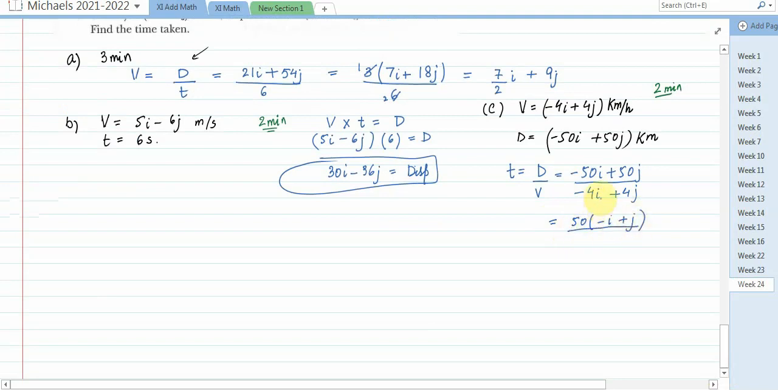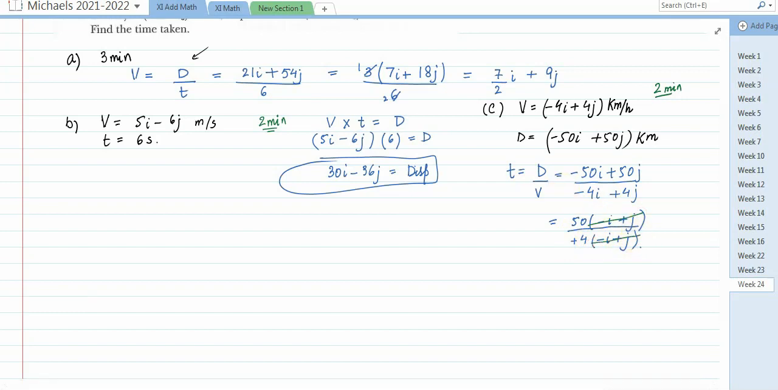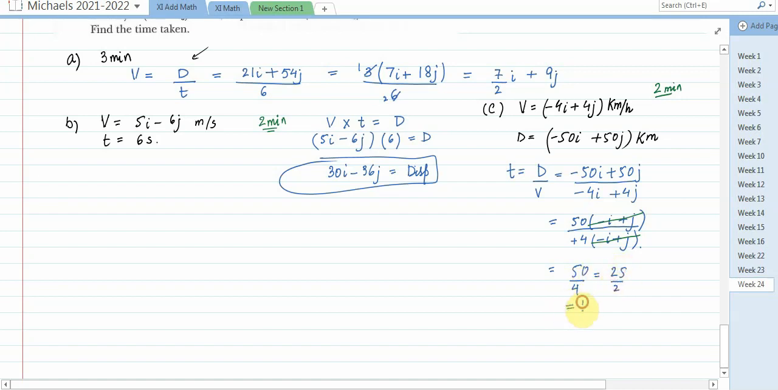In the denominator, plus 4 is common, sorry, not minus 4, and inside the bracket it's minus i plus j. If you observe, these two brackets are the same, minus i plus j, so we can eliminate them, they are cancelled. And the leftover part is 50 divided by 4. If you solve it, that will be 25 divided by 2, which leads to 12.5, and the unit is hours.